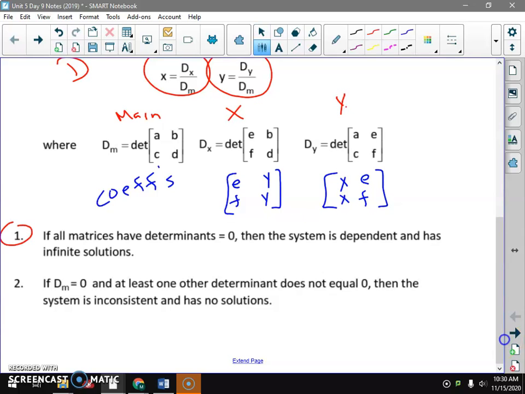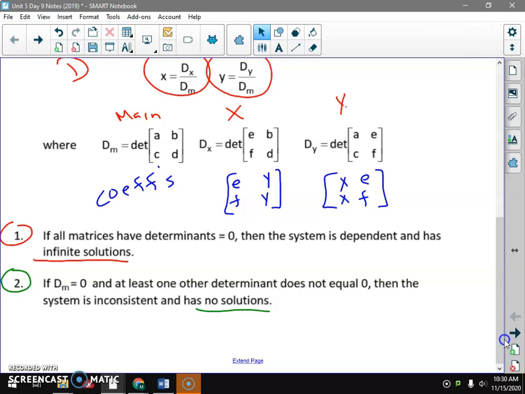If all the matrices have determinants of 0, the main, the x, and the y, the system's called independent. That means it has infinite solutions. If the main matrix is 0, we found that for both, okay? But at least one of the other determinants is not 0, then it's inconsistent and has no solutions.